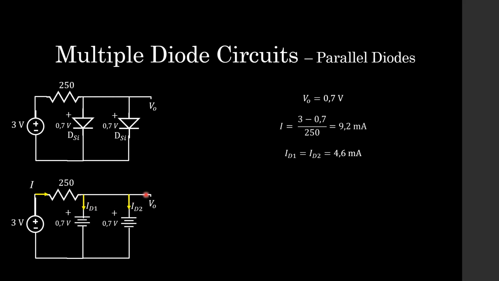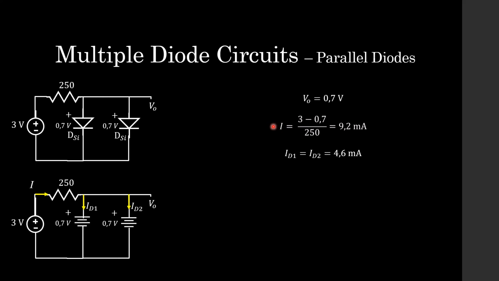So because this output voltage node is the same node connected to the anodes of our diodes, it's easy for us to note that this output voltage is equal to 0.7 volts, as we have written it over there. So now that we have the output voltage at 0.7 volts, it's very easy for us to calculate this current I that's going through the resistor. Simple Ohm's law, 3 volts at this side, 0.7 volts at this side, divided by the 250 ohms resistor, we get 9.2 milliamps as the current.